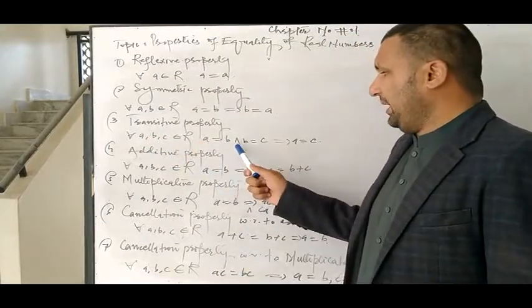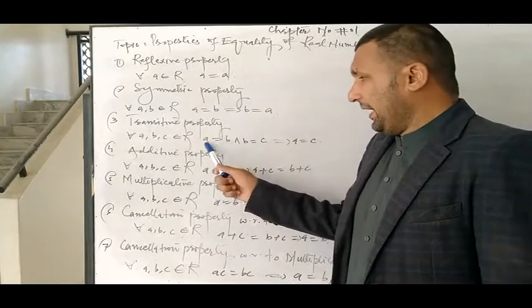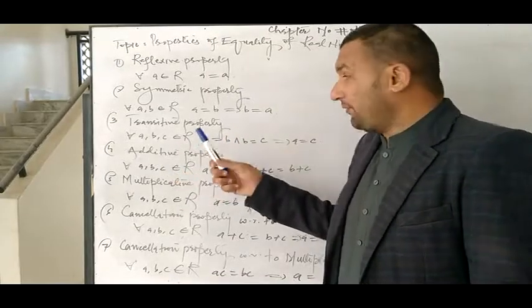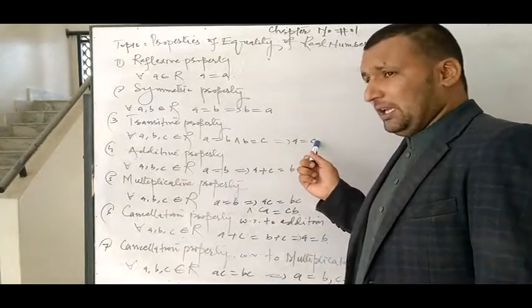Third, the transitive property. For all a, b, c belongs to real numbers, if a is equal to b and b is equal to c, then a is equal to c.